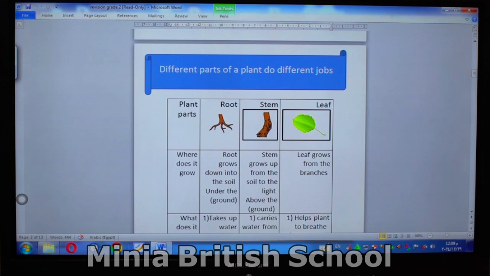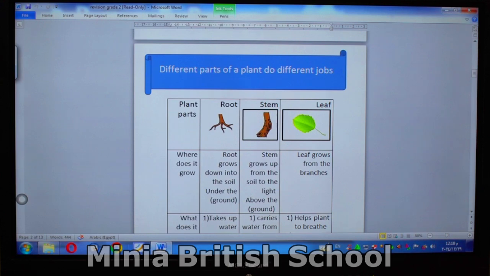Okay. Where does stem grow? Yes, stem grows up from the soil, to the light, above the ground. So we can see stem. Okay. Where does leaf grow? Excellent, grade 2. Leaf grows from the branches. So we can see leaf.